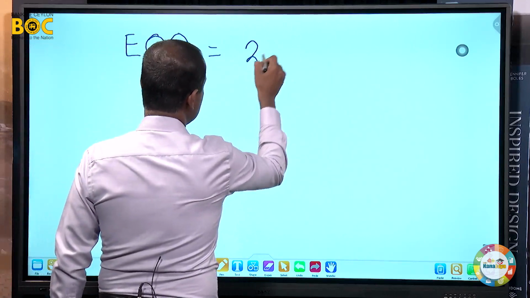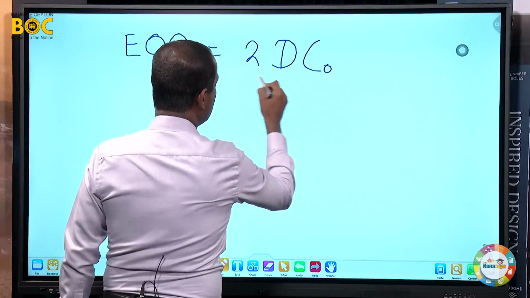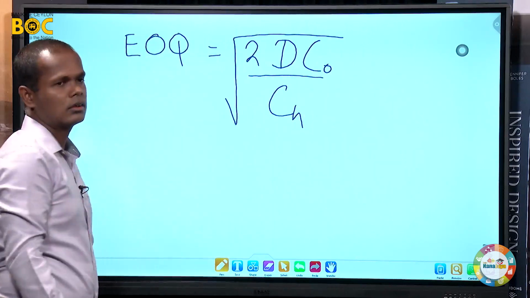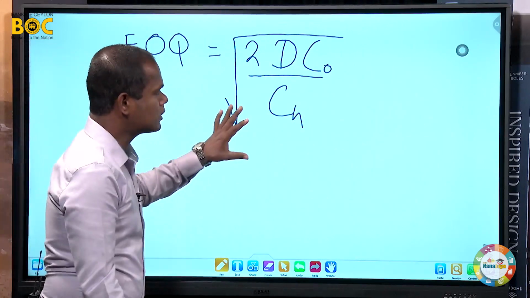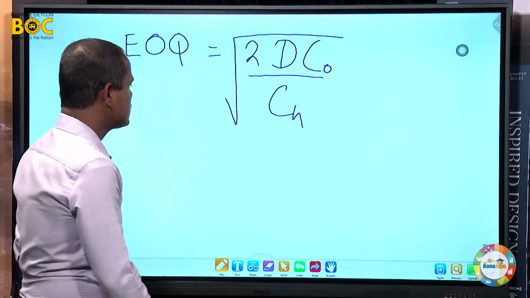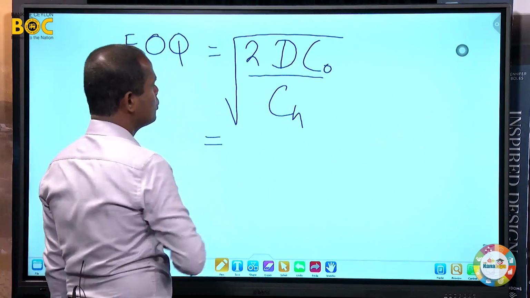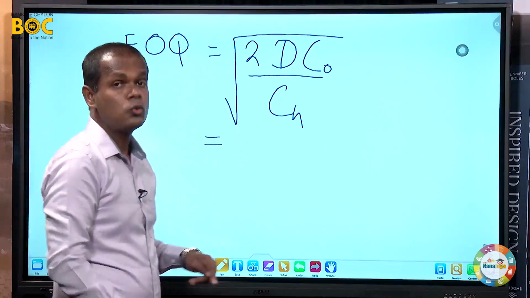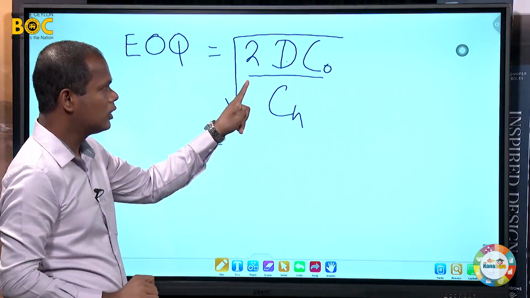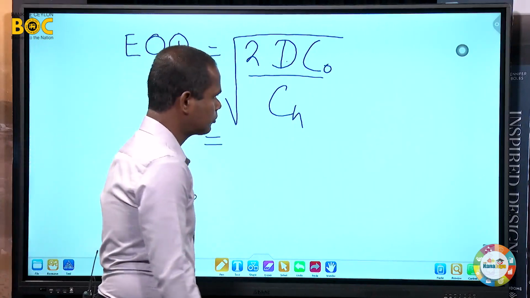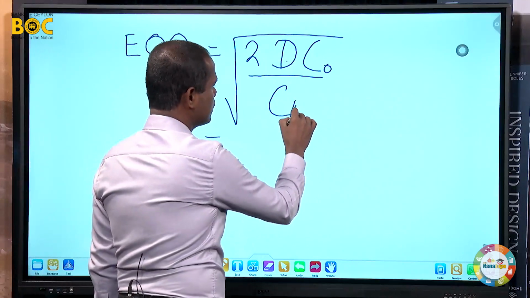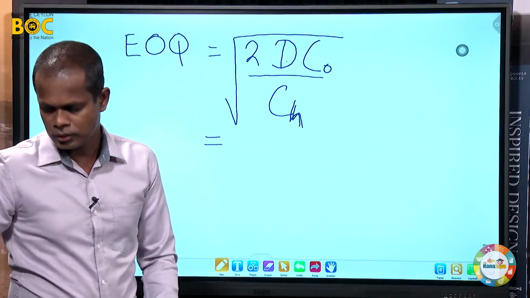equal to square root of 2DCO divided by CH. But these are not standard symbols. You can use XYZ also. The 2 is a constant value. D is the annual demand. CO is the cost per order. CH is the holding cost.